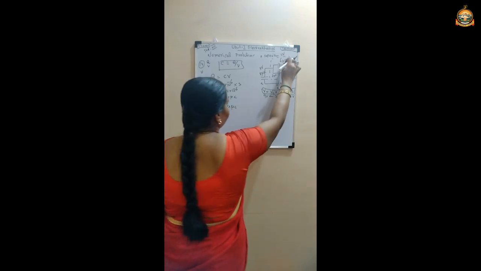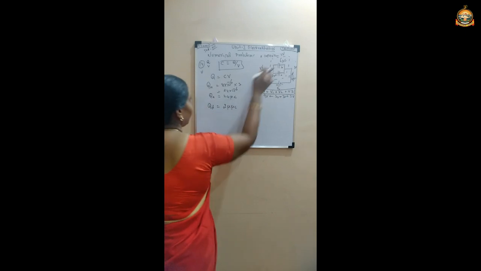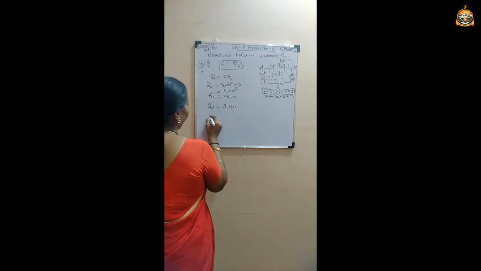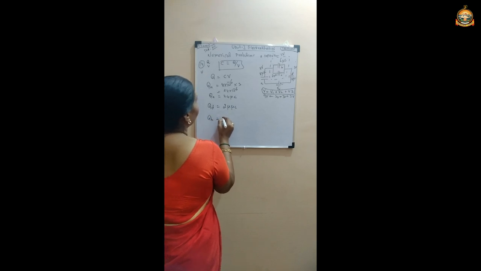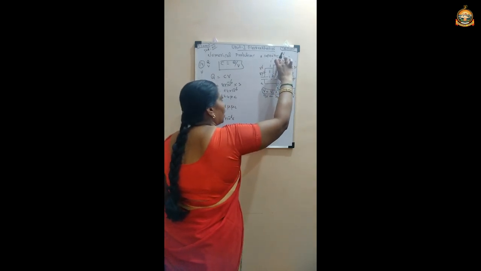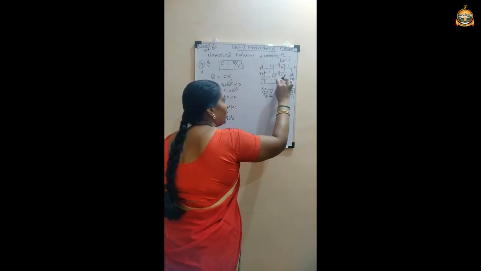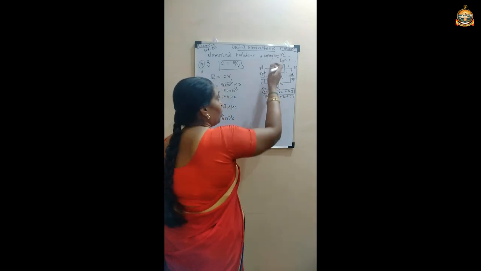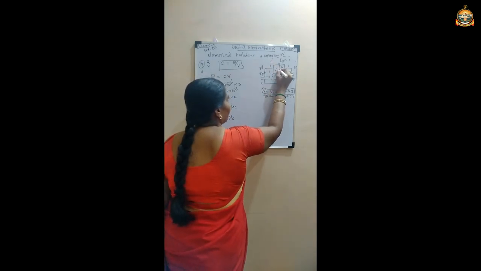Now we have to find out the charge on B and C. What is the charge on B and C? See here, QB is equal to C, 6 into 10 to the power of minus 6, into the potential. See, these two are connected parallel to the other voltage, so the potential is constant.